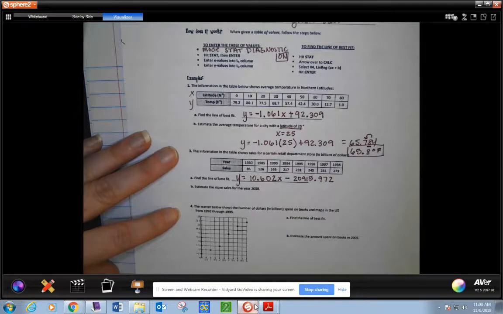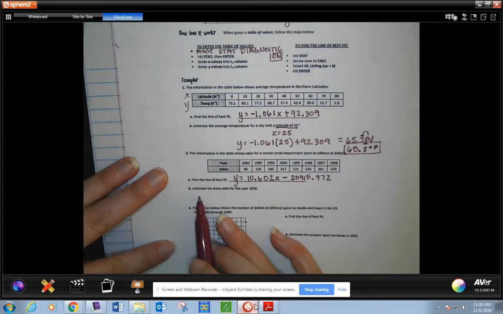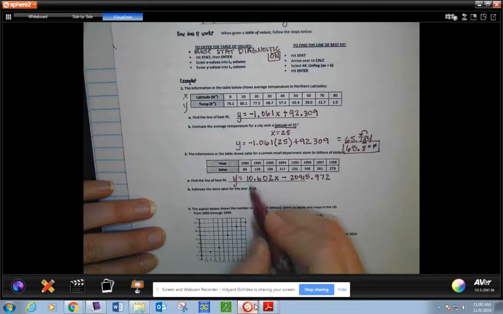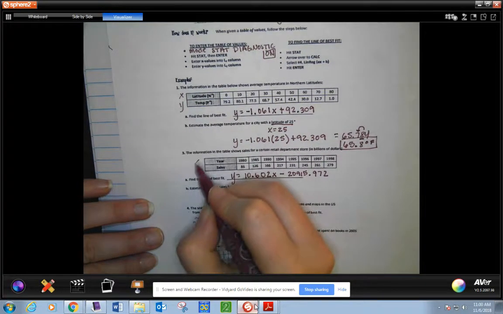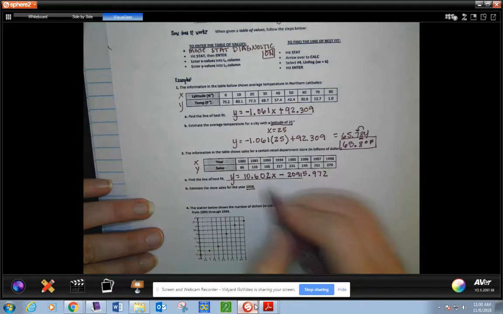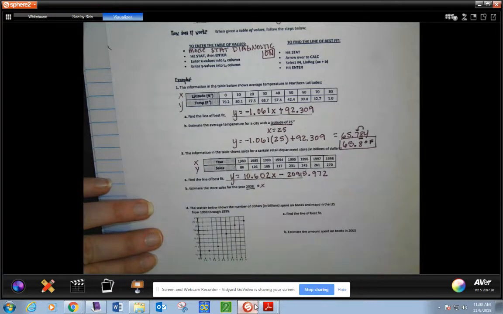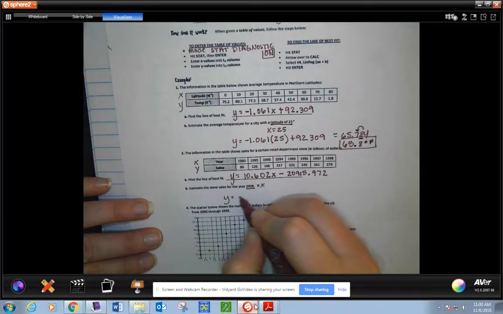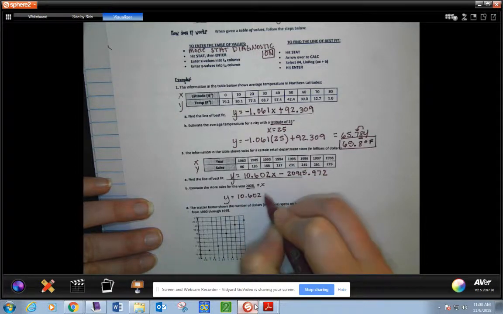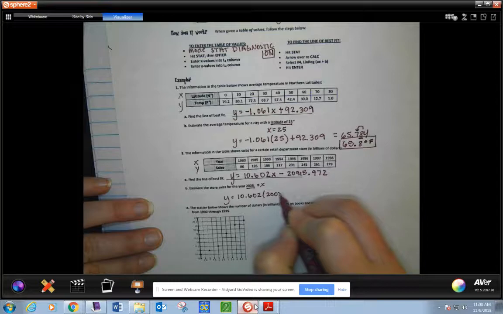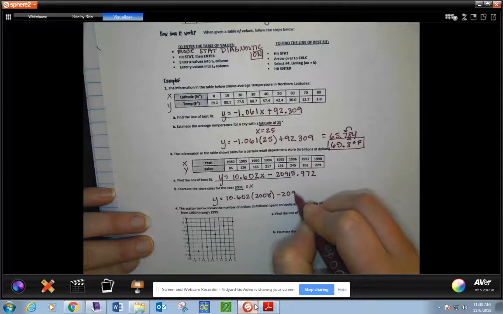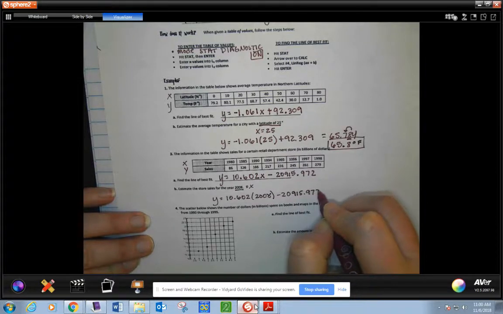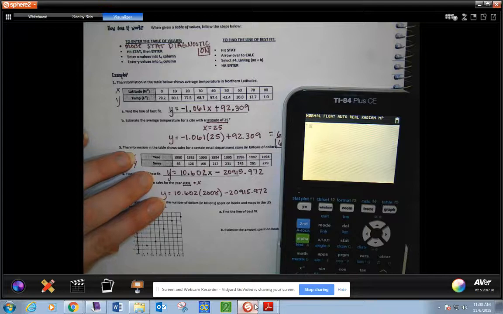Okay, now from here, it says estimate the store sales for the year 2008. Okay, so they gave me year. Go back up to your table. Is year X or is year Y? Well, year is X, so you're going to take your equation. Y equals 10.602, and instead of X, you're going to put 2008 minus 20,915.972. Now you just have to grab your calculator and type that in.